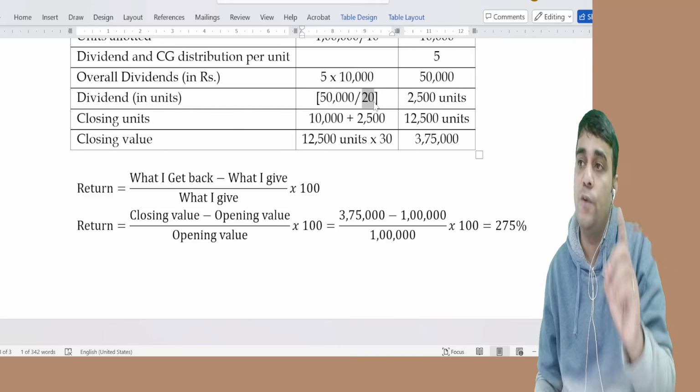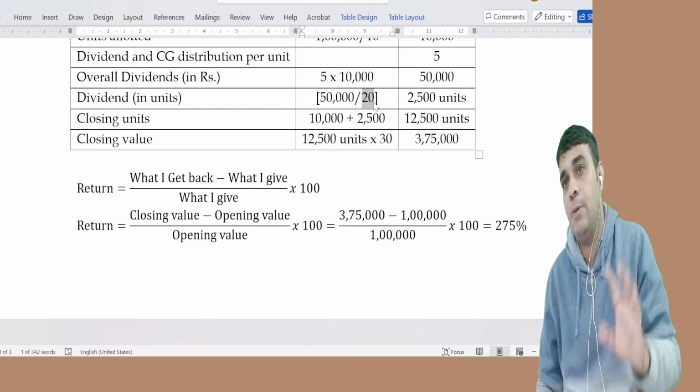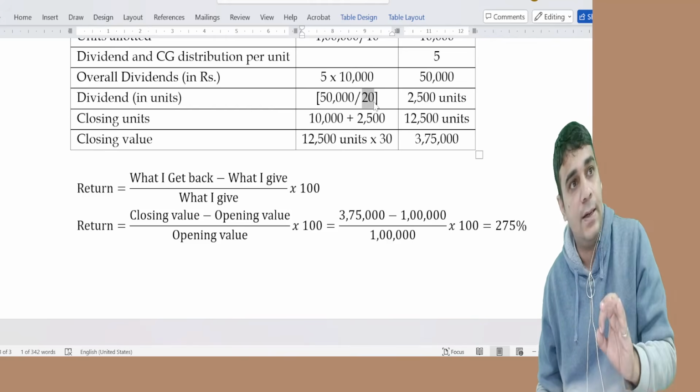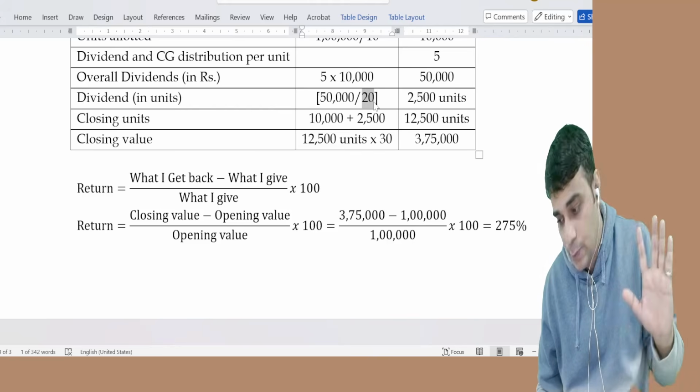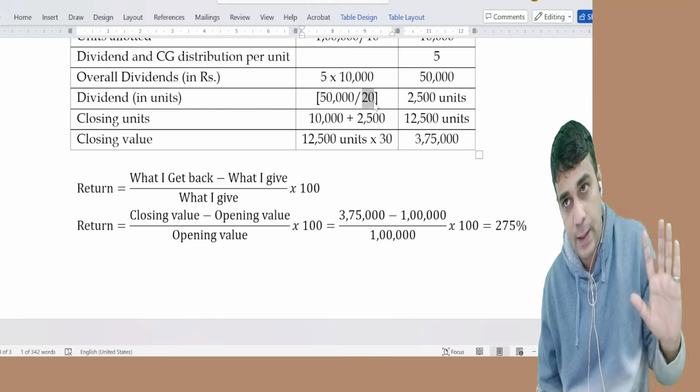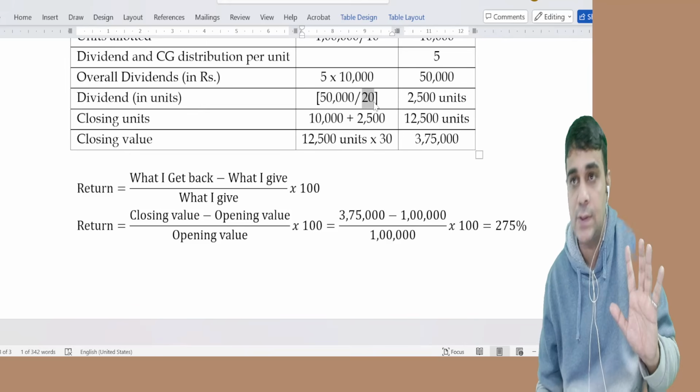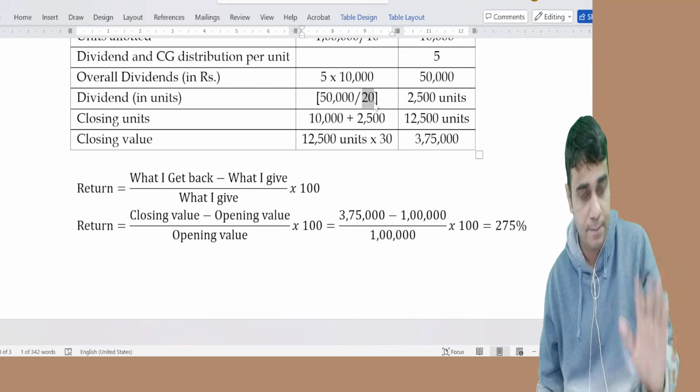Reason is 250 became 275 because there is an income. There's an income on the dividend reinvested. Any doubts on this? Can we proceed? Clear? Anybody else has any doubts on this? Done? Can we proceed?